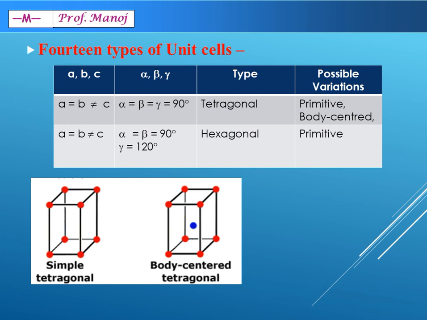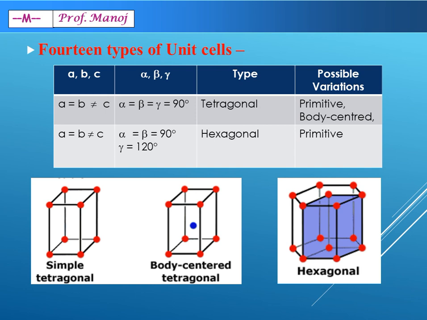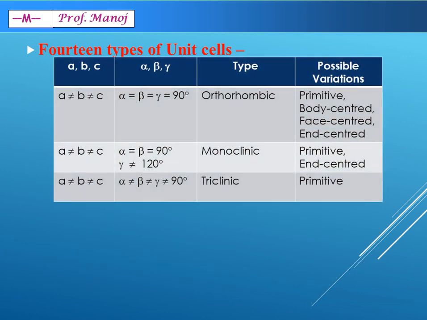Hexagonal is the next type where one of the angles is 120 degrees. There is only one possibility called primitive cell under this. Next we have three types over here. In all three types the common thing is none of the edge lengths are equal. All three edge lengths A, B, C are different.